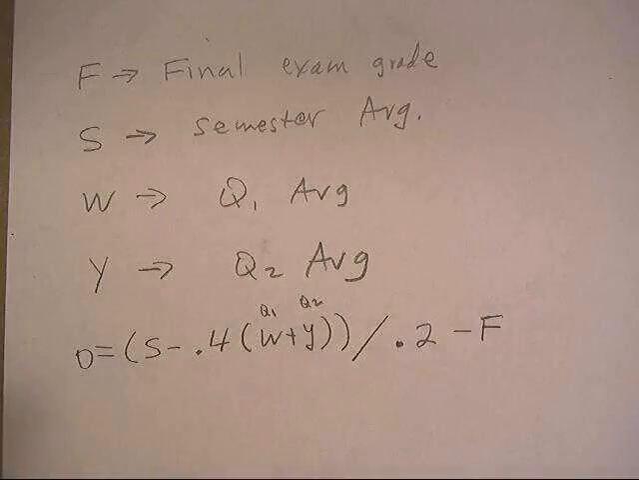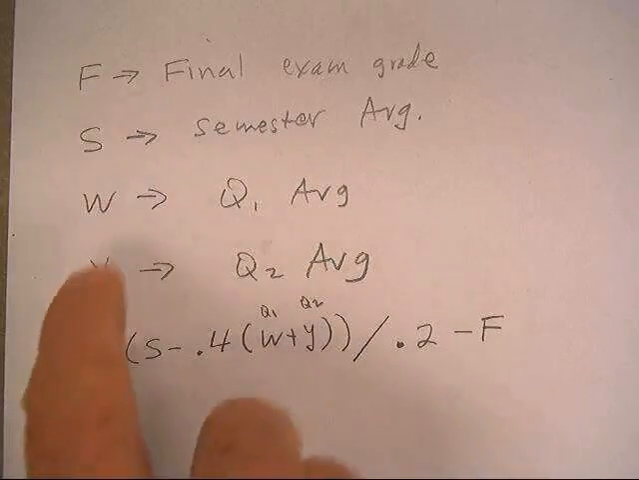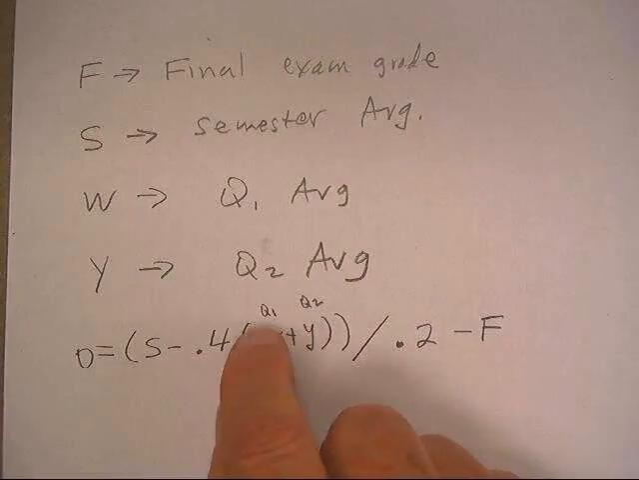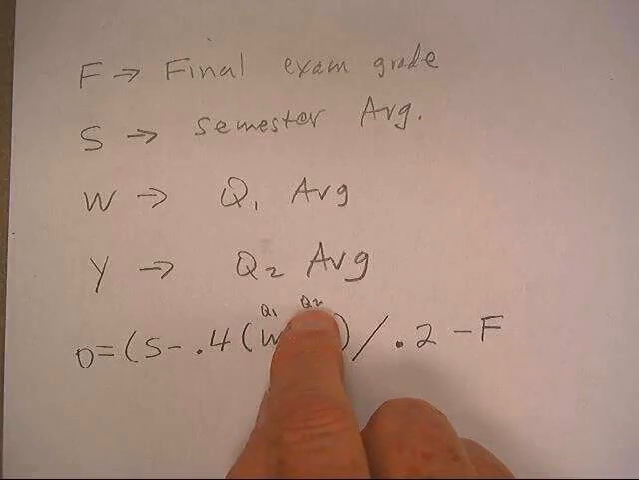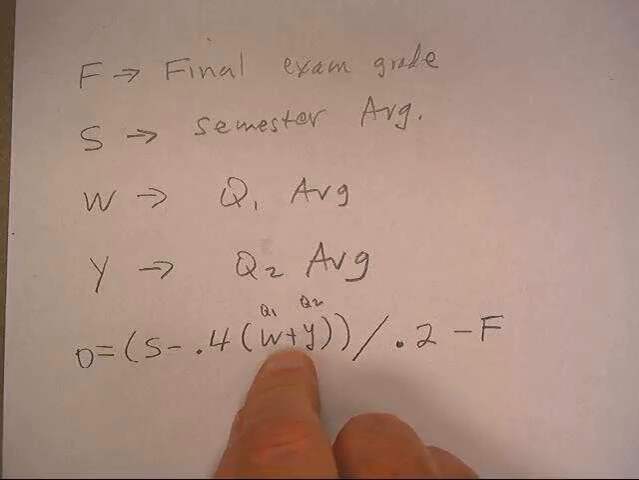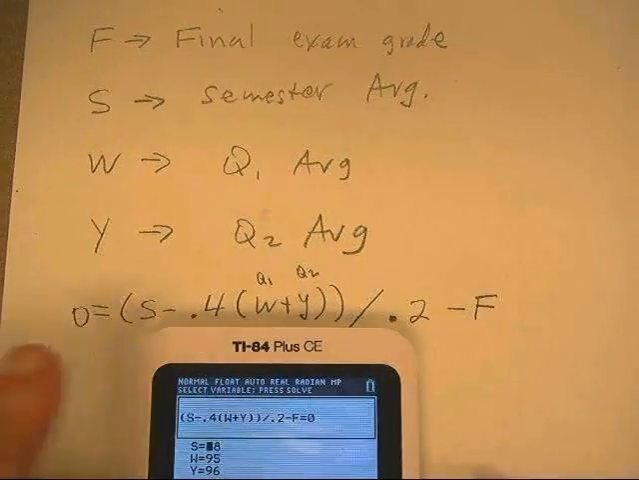Okay, this is a formula that you can use to calculate any of these, like either what they make, what they need to make for the final, or what they do make on the semester. The calculator program I'm going to show you doesn't have a place for quarter one and quarter two, so I just call them W and Y. And we're going to enter that equation exactly.